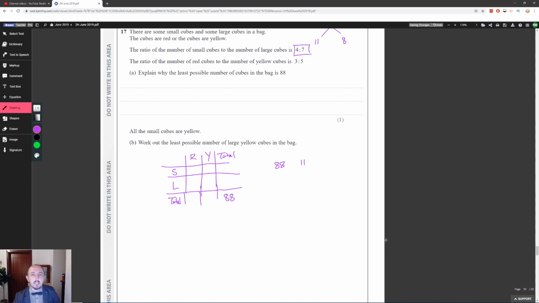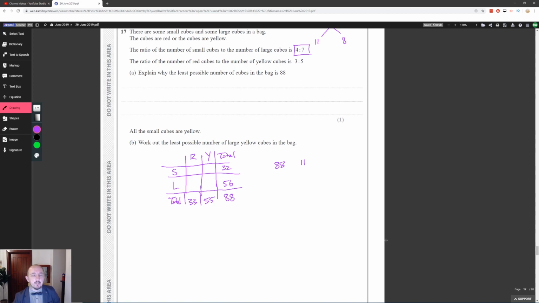So that's going to be 11s into 88 go 8. So 8 times 4 is 32. 8 times 7 is 56. If we look at the ratio of red to yellow, that's 3 to 5, so that's going to be a total of 8. So each share is 11, so we've got 33 to 55.